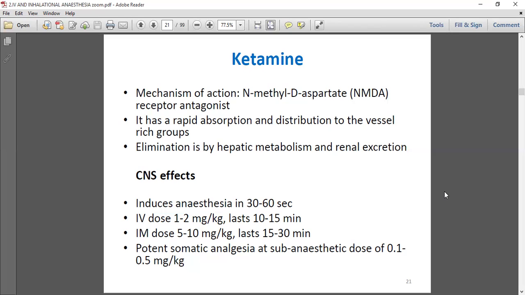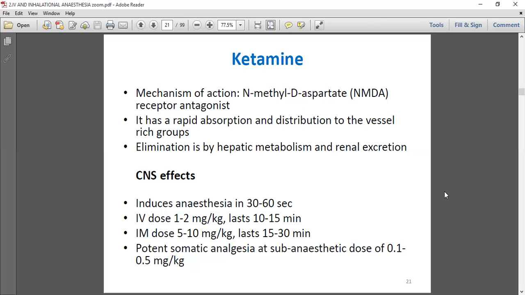Then the IM dose. I don't know why it gave us the IM dose, because we are talking about IV drugs. But the IM dose is 5 to 10 milligrams per kg and it will last 15 to 30 minutes, so it will last longer. It also causes potent somatic analgesia at subanesthetic dosages of 0.1 to 0.5 milligrams per kg.